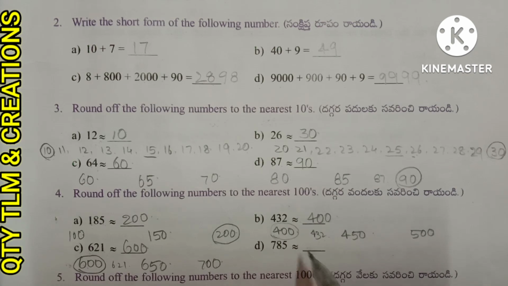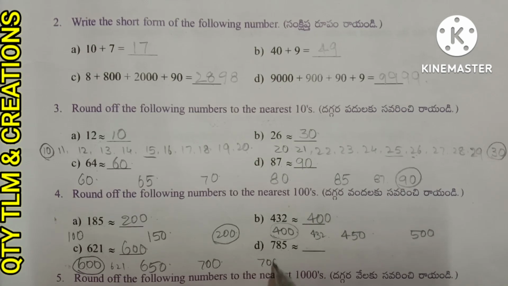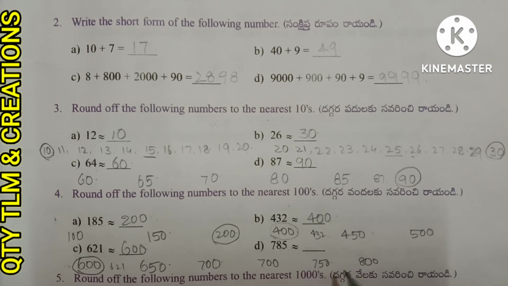Next 785. Here also we have to remember that 785 comes between 700 and 800. Mid number is 750. So 785 comes after 750. So it is nearer to 800. So we have to write 800 here.